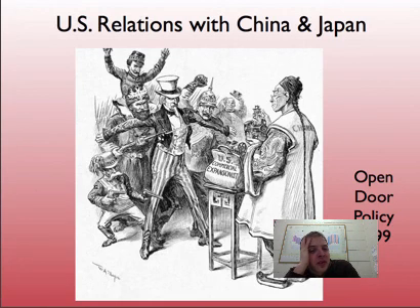This is the policy that says that to keep fair competition, all nations in China will not exert undue control over one area. In other words, China will be open to everyone. Now, this really makes everybody who was already in China a little bit nervous. Italy is the only one who agrees to the open door policy unconditionally. And that's because, like us, Italy didn't have anything in China at the time.